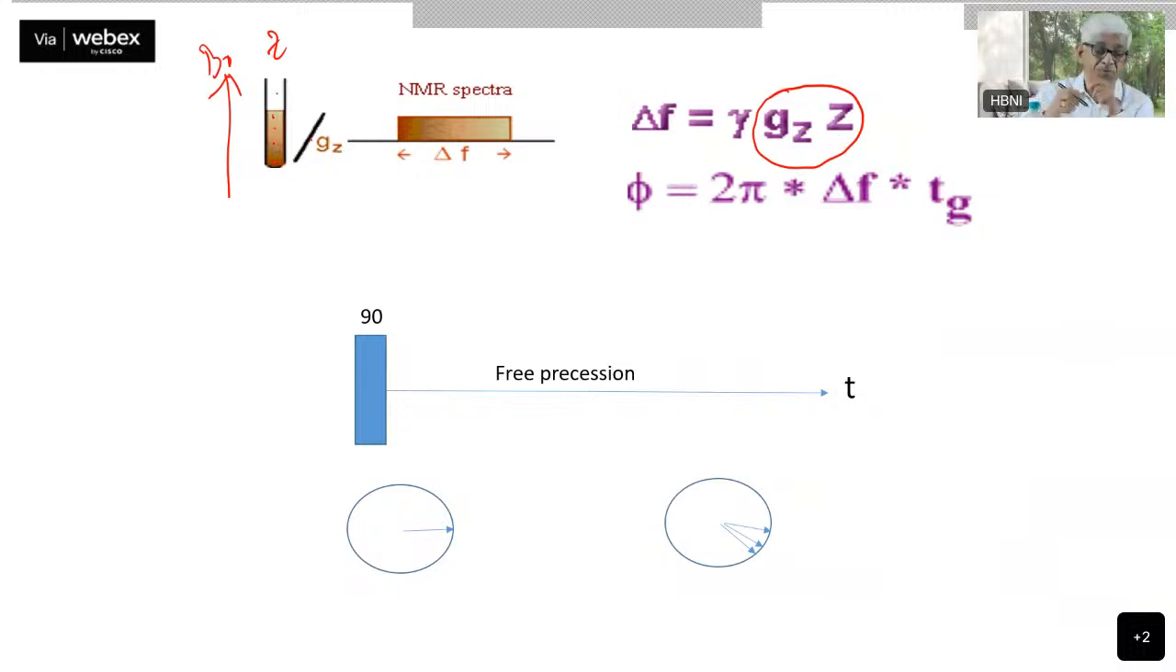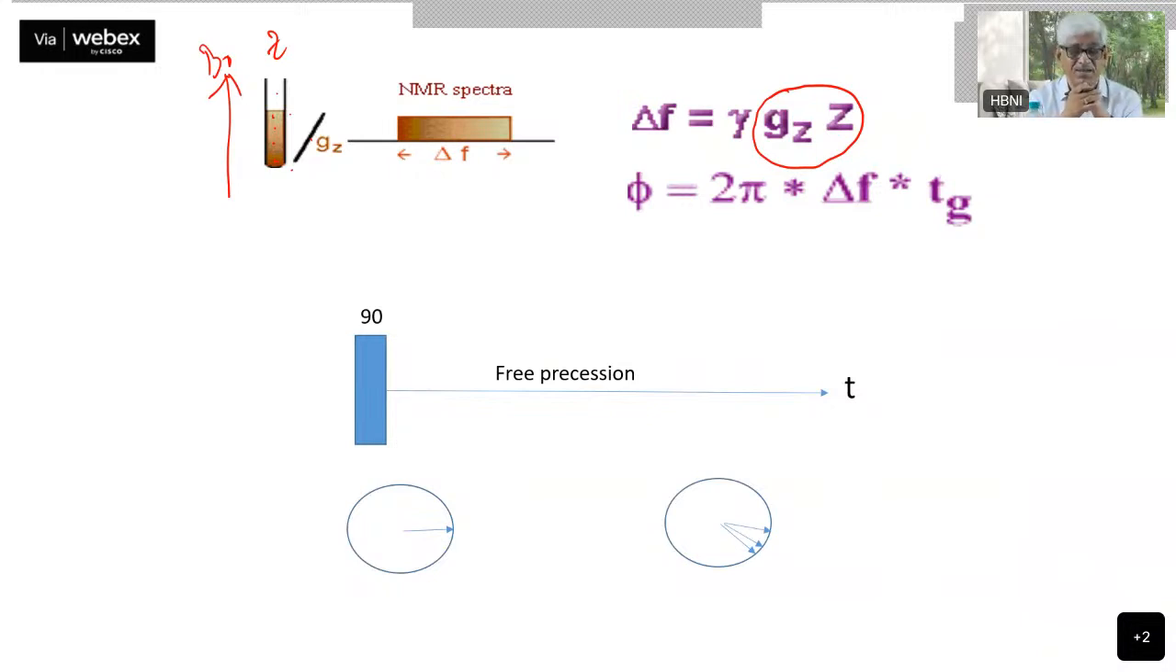Typically, if your main field is something like 10 Tesla, this gradient is of course not that high. It is something like 50 Gauss per centimeter. That's the kind of maximum gradient which you use. That means if you move along the length of the tube by 1 centimeter, the additional field changes from 0 to 50 Gauss. The main field plus this additional field. So that is the linear gradient. This is called the linear gradient.